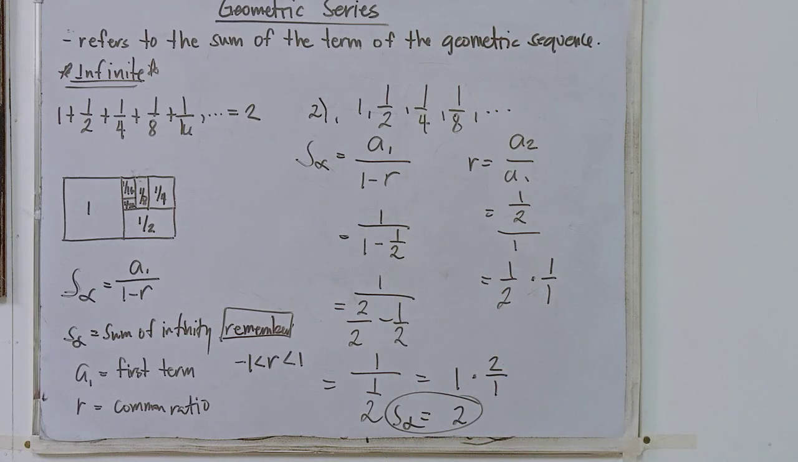Okay? So that is our geometric series in which we have two kinds. The first is the finite and the last one is the infinite.